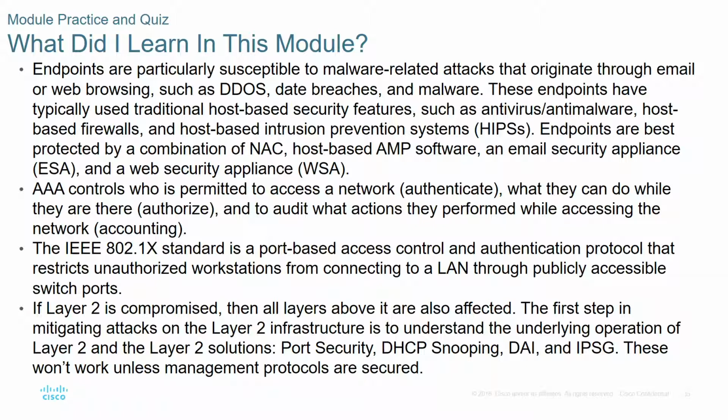If Layer 2 is compromised, then all layers above it are also affected. The first step in mitigating attacks on a Layer 2 infrastructure is to understand the underlying operation of Layer 2 and the Layer 2 solutions: port security, DHCP snooping, DAI, and IPSG. These won't work unless management protocols are also secured.